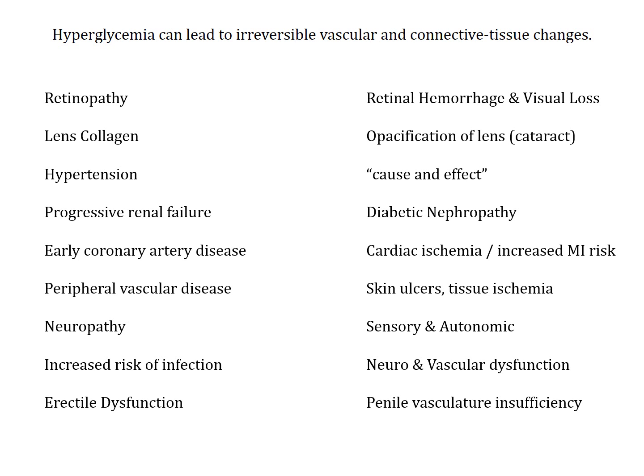And then again, whether you're type 1 or type 2, long-term hyperglycemia is going to lead to these irreversible vascular and connective tissue changes. We talked about retinopathy, cataracts. Hypertension is both a cause and an effect of diabetes. Hypertension can increase your risk of diabetes. Diabetes worsens your hypertension. It becomes a vicious circle. Renal failure, coronary artery disease, neuropathy, diabetic neuropathy, increased risk of infection, and again, erectile dysfunction. Erectile dysfunction in males, sexual dysfunction in both males and females, right?